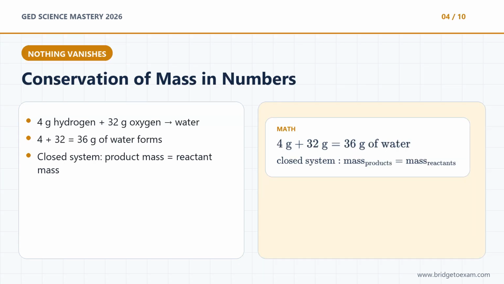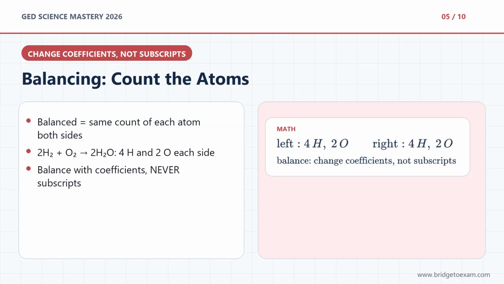Now the rule in numbers, because the GED loves this calculation. In a sealed flask, suppose 4 grams of hydrogen react completely with 32 grams of oxygen. How much water forms? Since no atoms are lost, you simply add the masses of the reactants. 4 grams plus 32 grams equals 36 grams of water. That is it. In any closed system, the total mass of the products equals the total mass of the reactants. So if the reactants weigh 50 grams, the products weigh 50 grams. Every time.